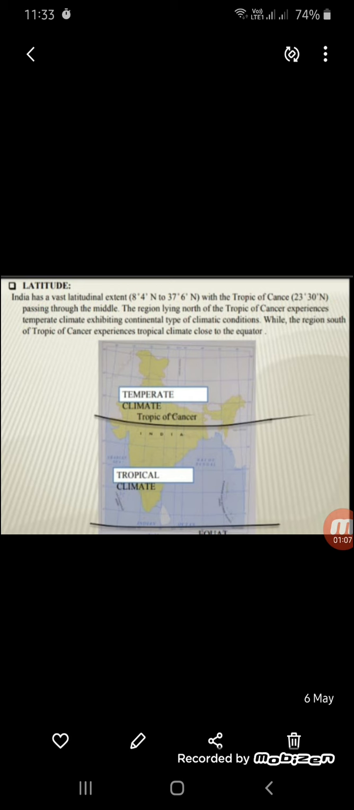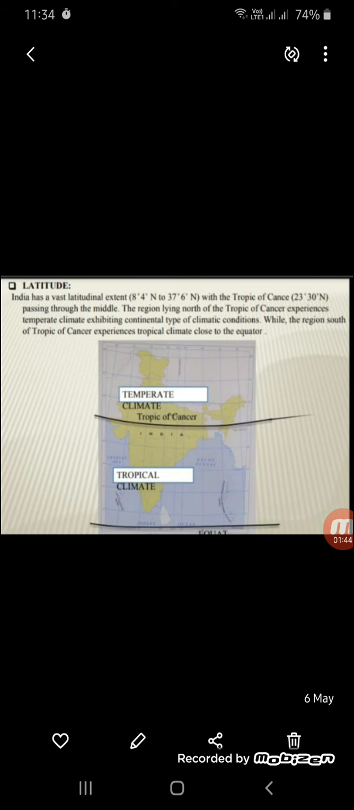Now the region lying north of the Tropic of Cancer experiences a temperate climate exhibiting continental type of climatic conditions. What is the meaning of continental type of climatic conditions? That is, areas which are not close to the sea or which do not have any influence of a large water body like an ocean or a sea. And the region below the Tropic of Cancer, that is in the southern portion, experiences a tropical kind of climate, that is an extreme type of climate or very hot climate, that is Peninsular India.